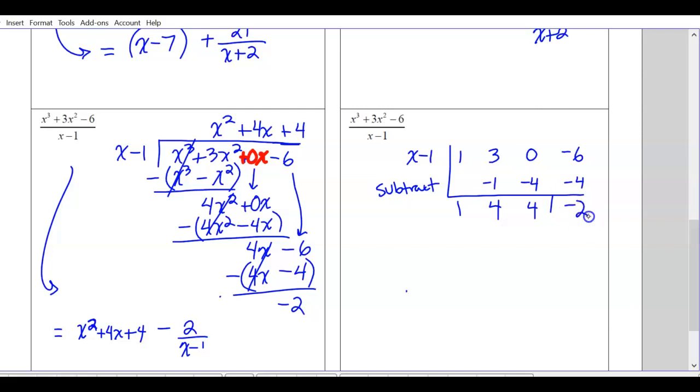Okay. So, how does that relate? Well, our original polynomial was x cubed, so this will be the x squared term. So x squared plus 4x plus 4, then minus 2 is the remainder over the divisor. Okay, a lot faster than long division.